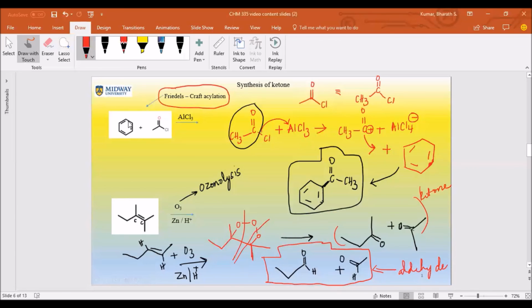All right. I've got one more, or I think two more reactions on synthesis of ketones, and then we're going to go into applications. All right, so stay tuned.